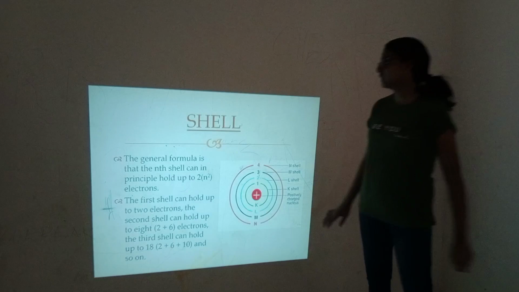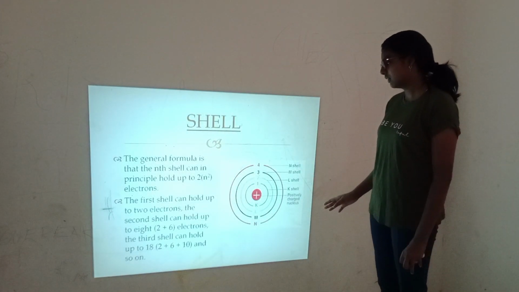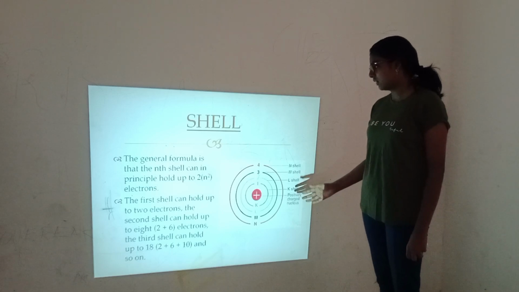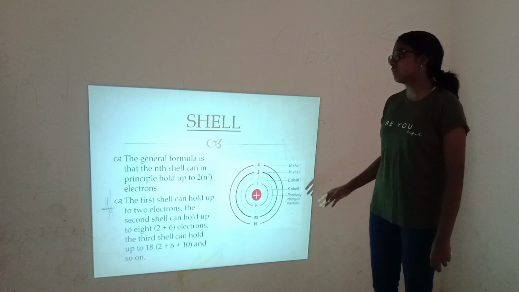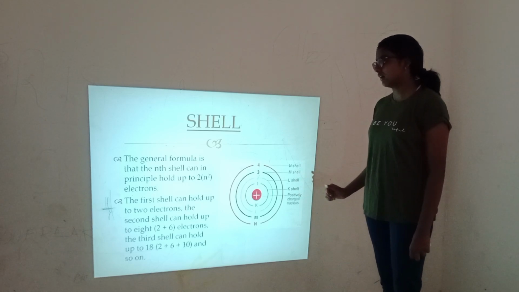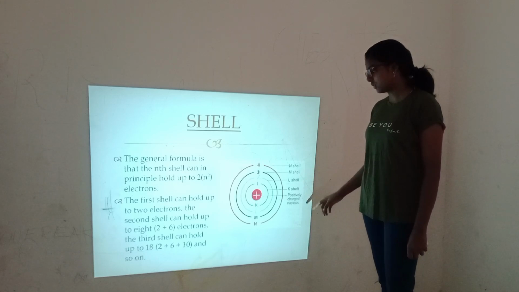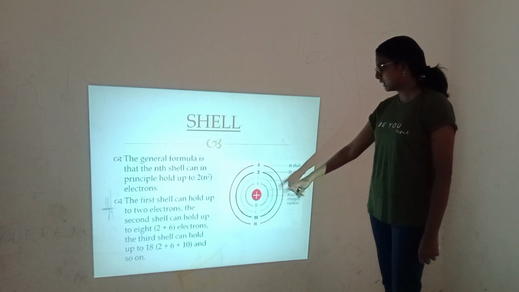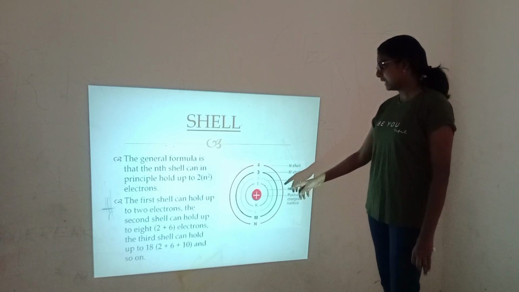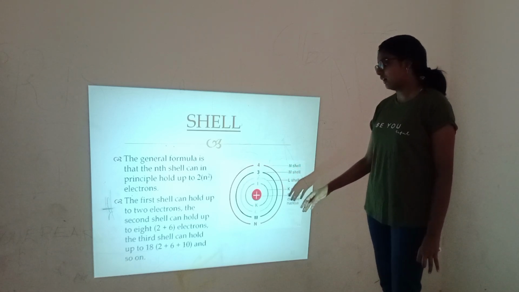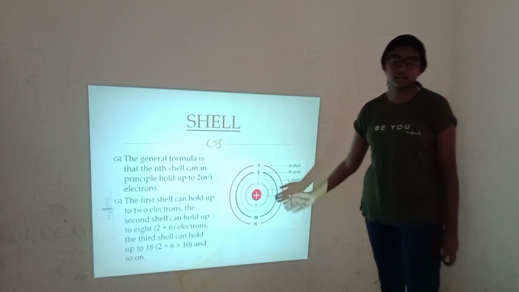Now we'll be discussing shell. A shell is basically the orbit that revolves around the nucleus in an atom. The general formula is that the nth shell can, in principle, hold up to 2n² electrons, which means that the first shell has 2 electrons, the second shell has 8 electrons, and so on. These shells are named K, L, M, N, and so on.